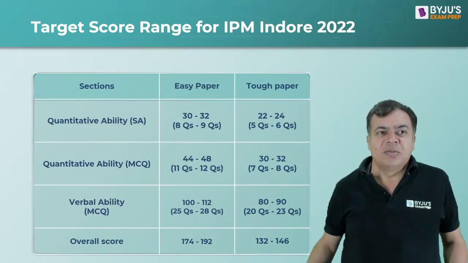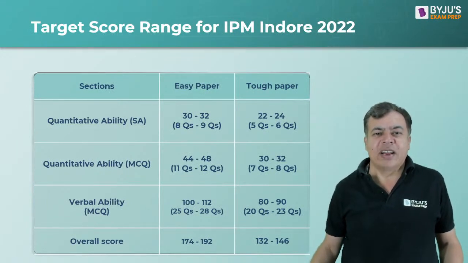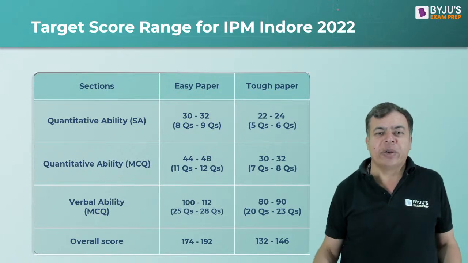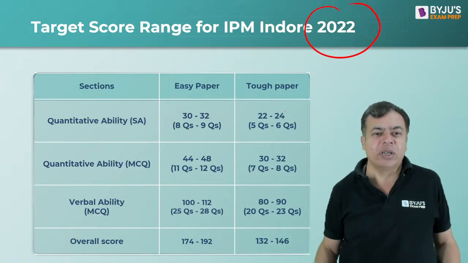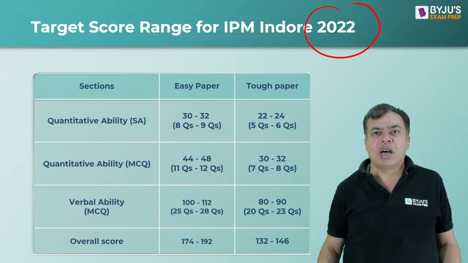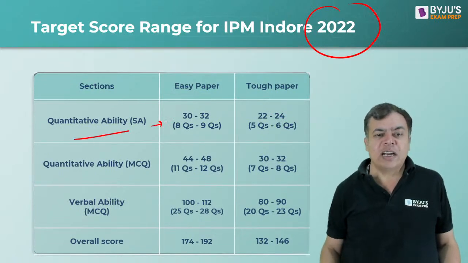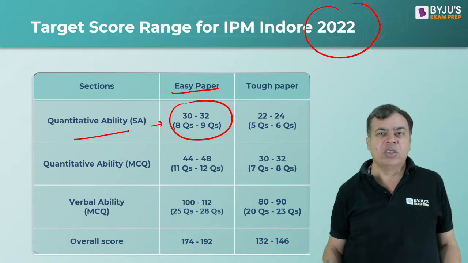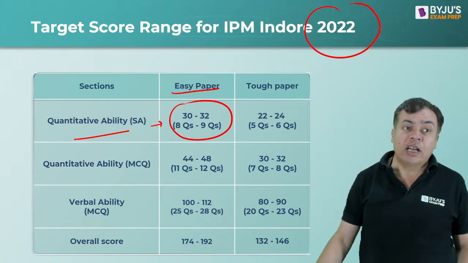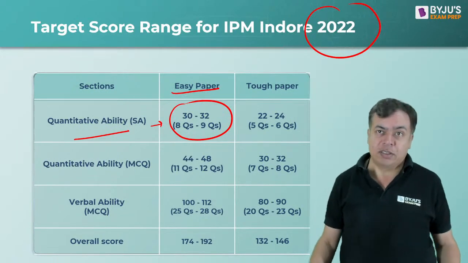Here, the target range for IPM Indore 2022. So we are talking about 2022 now. How many questions, how much score should you target in 2022? The short answer: if it is an easy paper, you should look for at least 8 to 9 questions, that means 30 to 32 score in short answer, out of 20 questions.